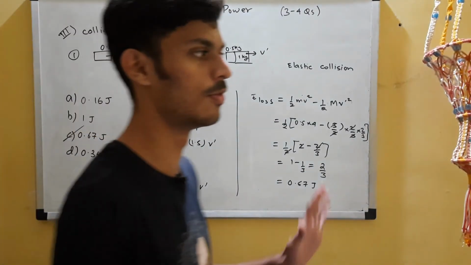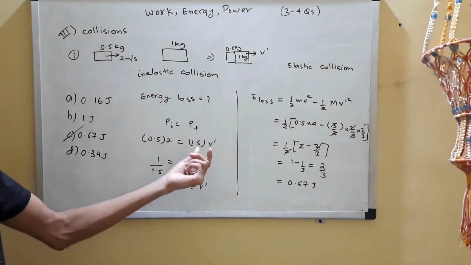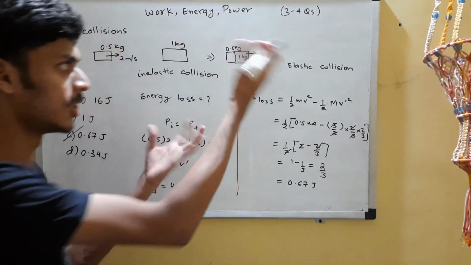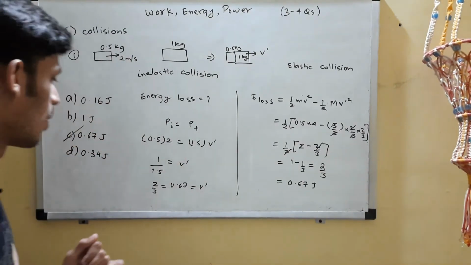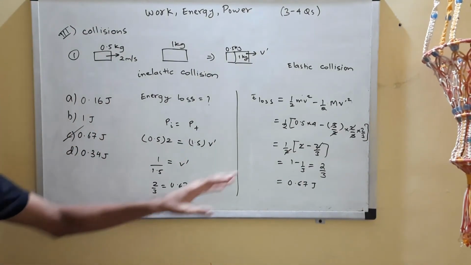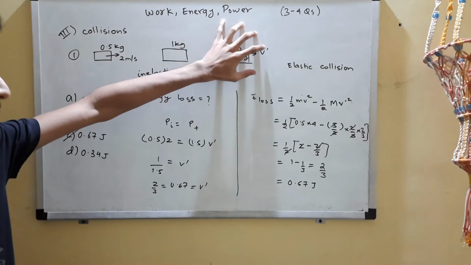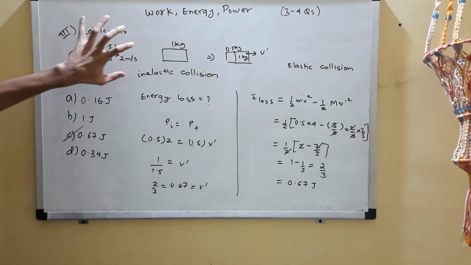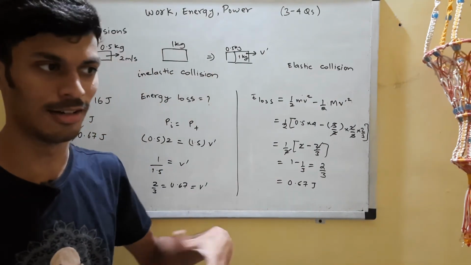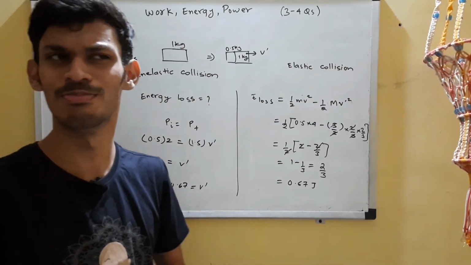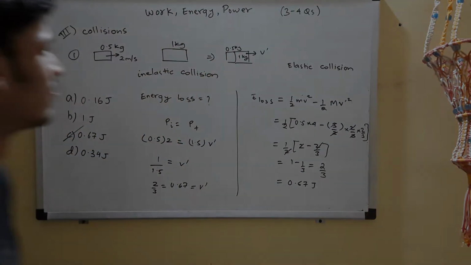So what did we do? We just conserved the momentum and found the velocity of this system, which is moving together because it is a perfectly inelastic collision. We found v dash, then we found the final kinetic energy and the initial kinetic energy. The difference between the two is nothing but the energy loss. So let's move to the next question now.